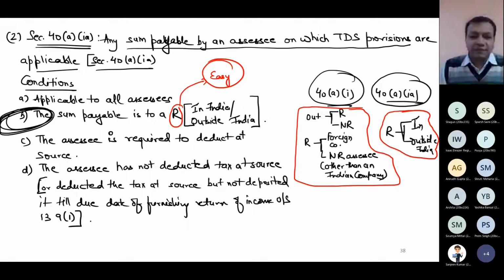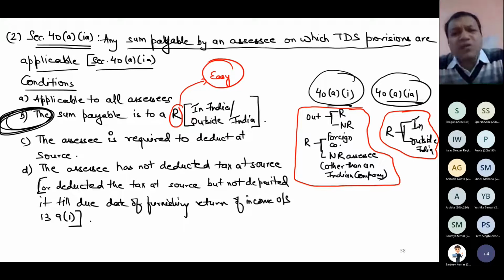So the main intention of 40A1 and 40A1A is not permanent disallowance. The main intention is not that this expenditure will never be allowed. In the last section, 40A1, 100% was disallowed, but the moment I deposited the tax, the 100% payment which was earlier disallowed was allowed to me in the same year in which I deposited the tax. So ultimately the payment will be allowed.